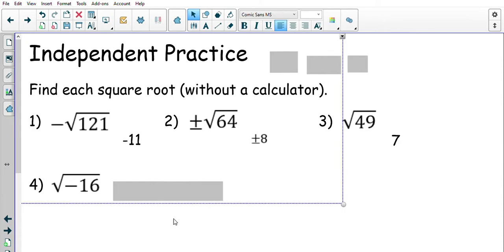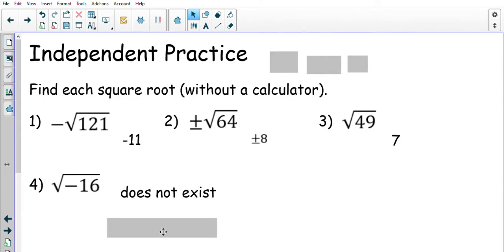And then number 4, because the negative is inside the square root, that does not exist. If the negative were outside the square root, we'd be okay, but this one is inside, which means it does not exist, or you can say no real solution.